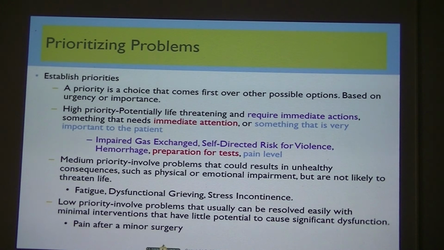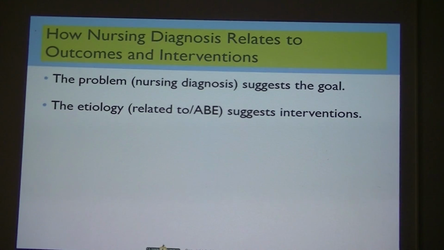Medium priorities are problems that could result in unhealthy consequences but are not likely to threaten life. So examples of those would be fatigue, dysfunctional breathing, stress, incontinence. Low priority, they involve minor problems that usually can be resolved easily with minimal interventions. So pain after a minor surgery. Okay, that's usually low priority. If they had a mole removed or something, yeah, they're going to be in pain. We need to treat that. But it's not going to be as important as someone that's in the other room that's possibly hemorrhaging.